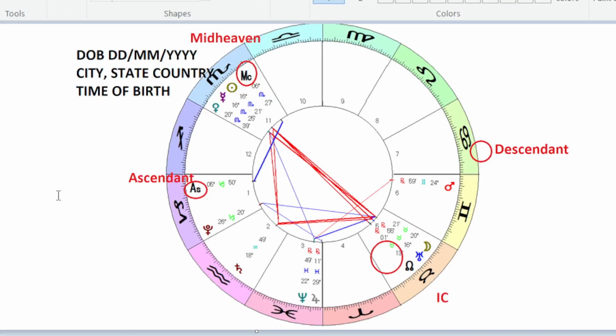So the ascendant, obviously there's 12 signs, and there's 24 hours in a day. So the sign that is on the ascendant moves every 2 hours approximately. The easiest way to find out what time you were born is by looking at your birth certificate. And your birth certificate should have your time of birth.